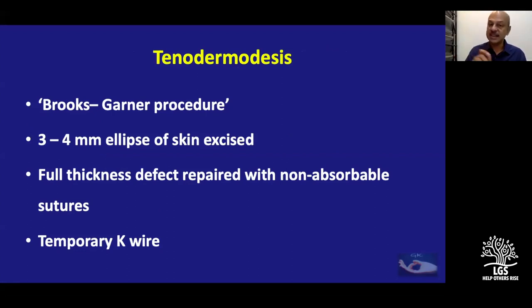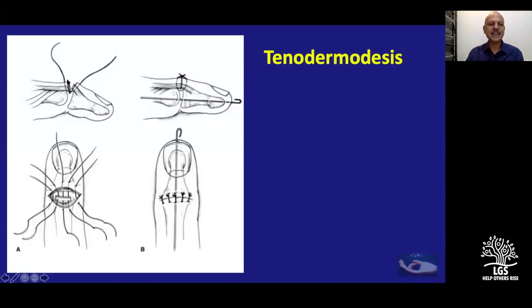Now we'll consider when it is less than 30 degrees, there is a procedure called tenodermodesis, otherwise called the Brooks-Garner procedure. You know that there is a scar that has formed inside, which is long. Because it is long, the patient is not able to extend the finger. So what we need to do is, you excise the ellipse of the skin, and you repair the full thickness defect with non-absorbable sutures and put a temporary K-wire, as is done for all mallet finger treatment. Now look at this. The skin is excised, the ellipse of skin is excised, and the scar is excised, and it is sutured, like how we did in toto suturing using the skin and the tendon.